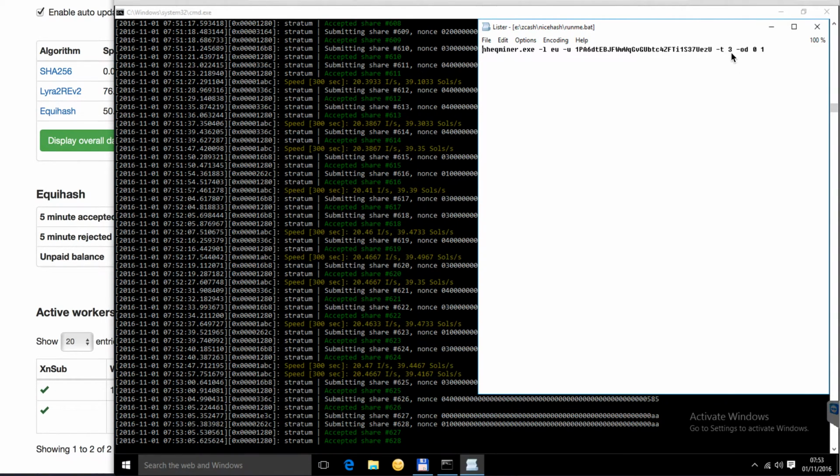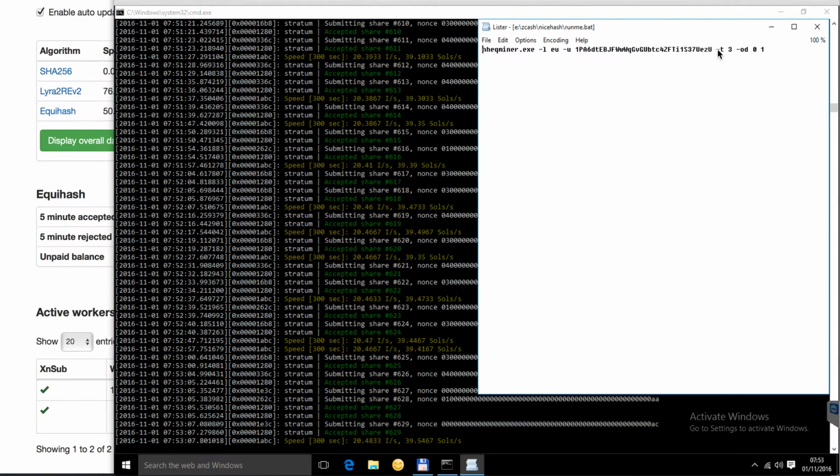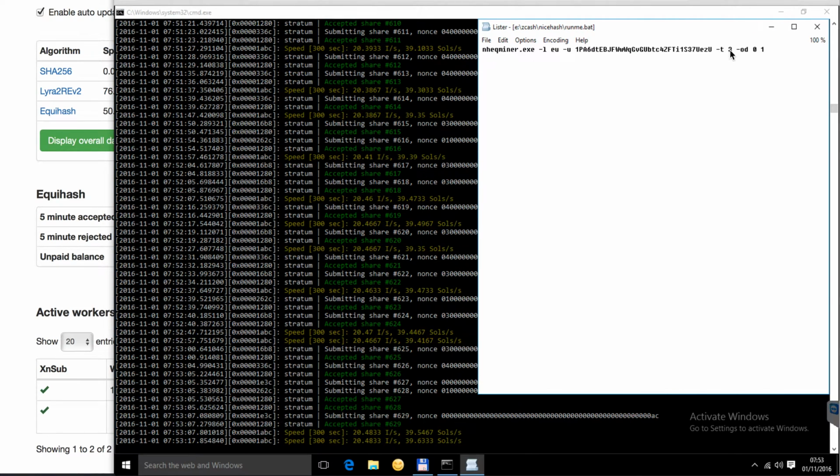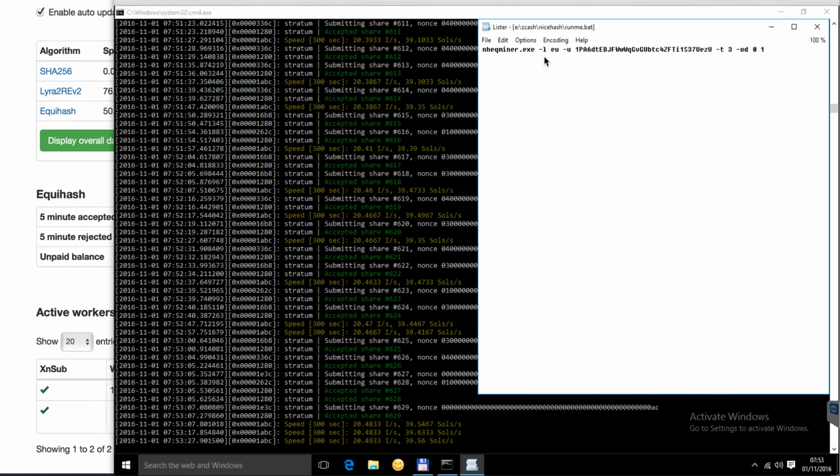threads of CPU mining, just because this system is powered by four cores of the CPU, and I've decided to use three for mining and one for the system, which is not necessarily to be the same for your units, but I've just decided to run it like this.